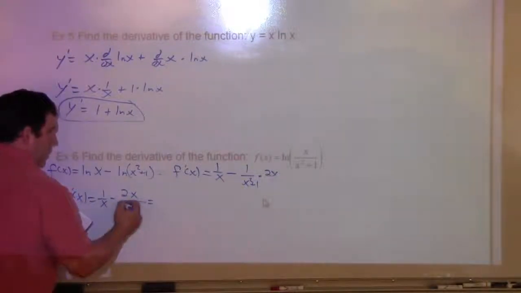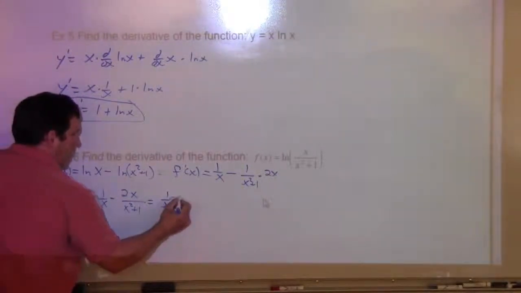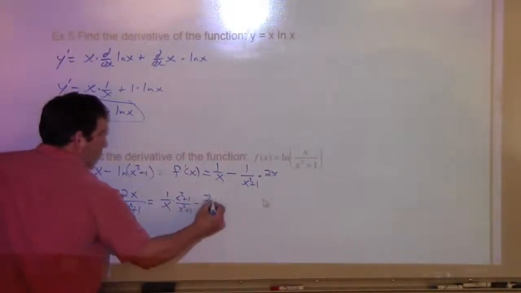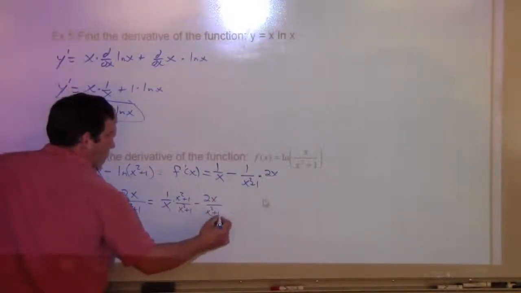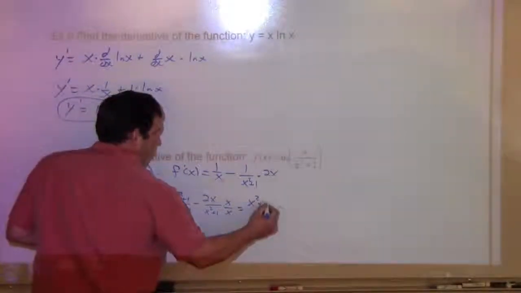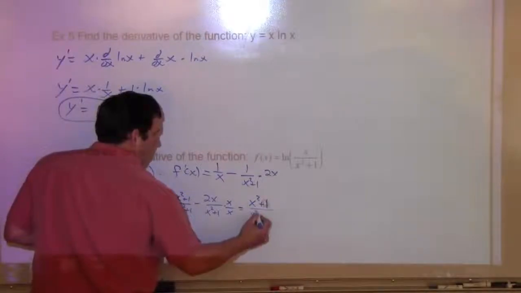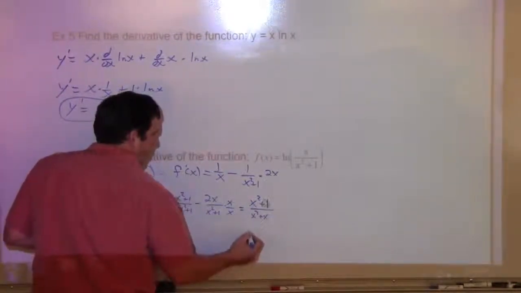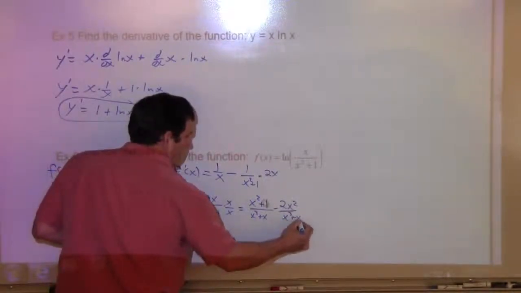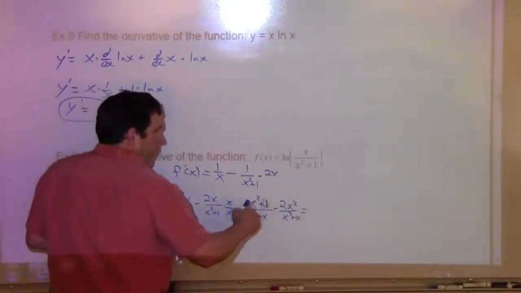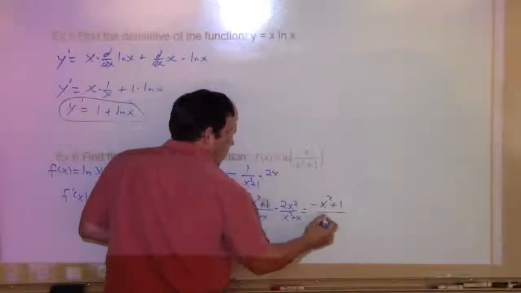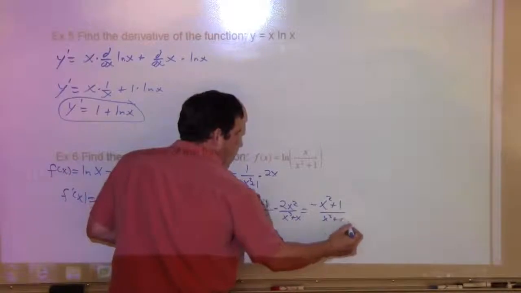Now if we want to combine into one term, we have 1 over x times x squared plus 1 over x squared plus 1, minus 2x over x squared plus 1 times x over x. So that's x squared plus 1 over x cubed plus x minus 2x squared over x cubed plus x. So in the numerator, x squared minus 2x squared is minus x squared, plus 1, over x cubed plus x.